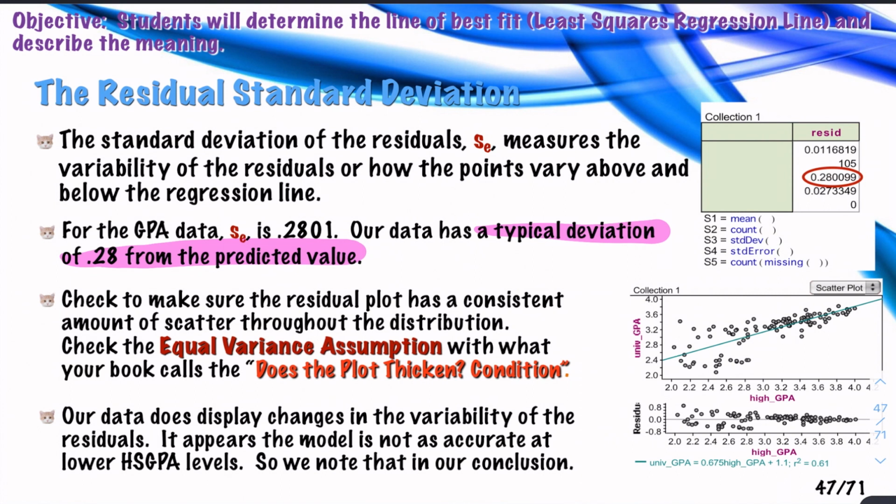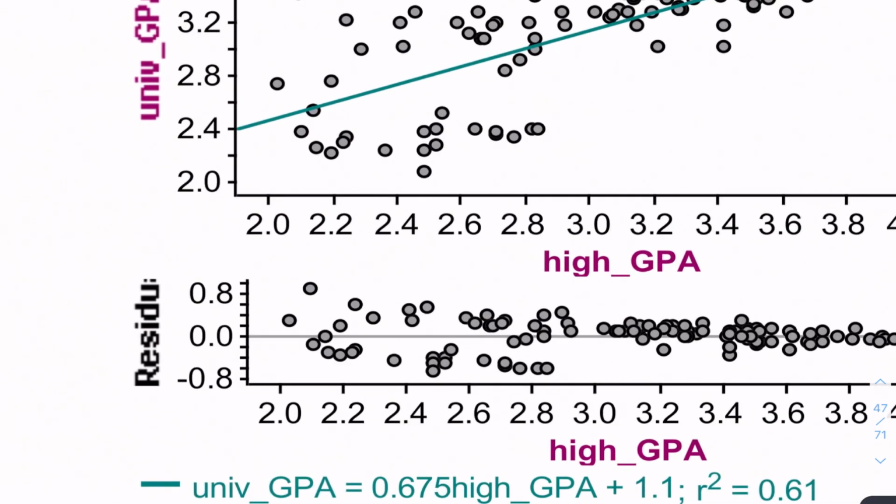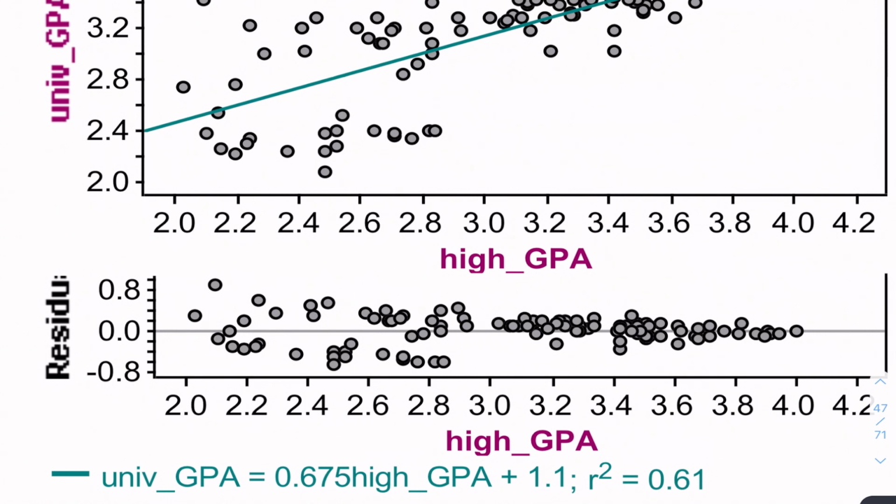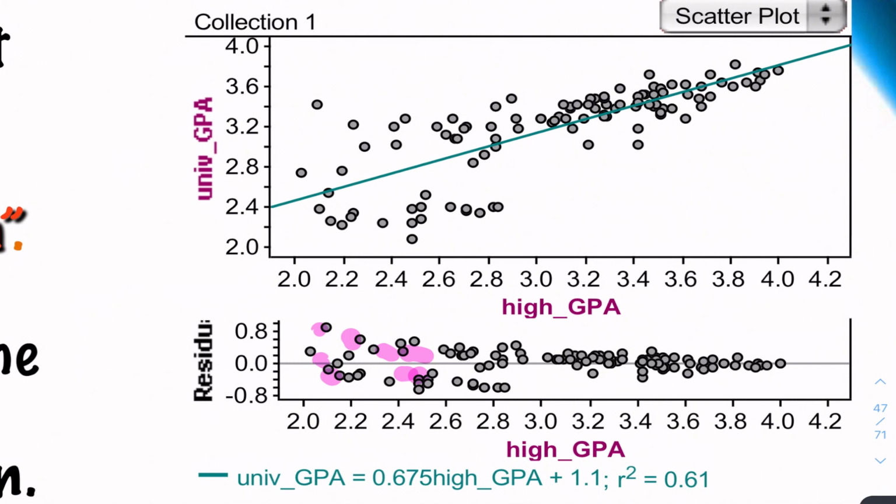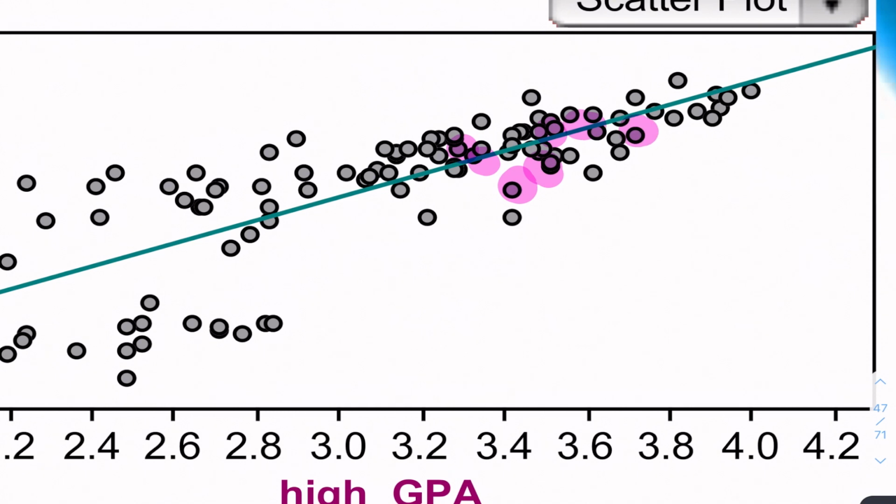Note, we always got to check to make sure that the residual plot has a consistent amount of scatter throughout the distribution. We check the equal variance assumption with what your book calls the plot thickens condition. That's what chapter 9 is. Note, if we're looking at the plot of the residuals, there's a lot more scatter on the lower GPAs. There's more variability. And then the higher the GPA goes, the more concentrated, the less variability there is in our grades, which means from our model, it's less good predicting lower GPAs because chances are we don't have a lot of students at university from high school that had lower GPAs. But the higher the GPA, the closer our model fits.